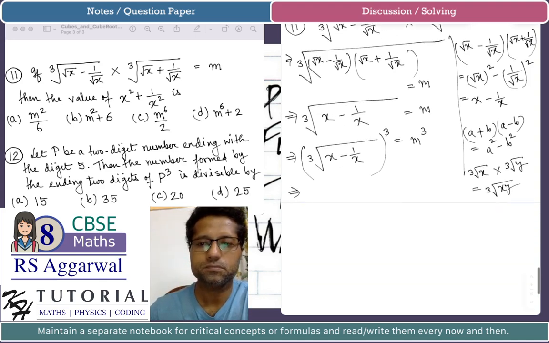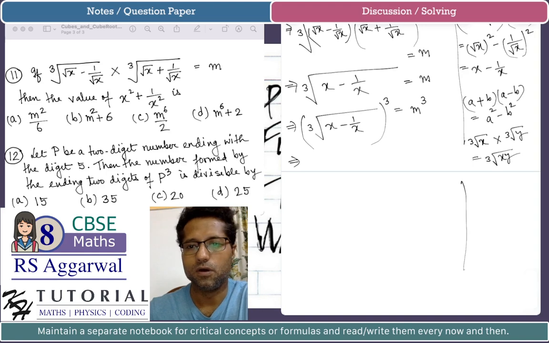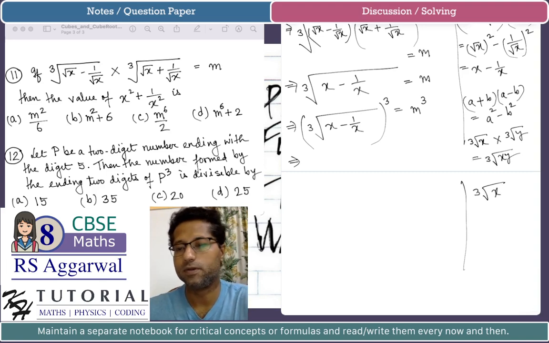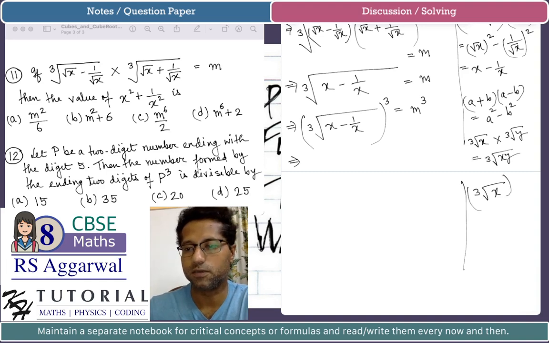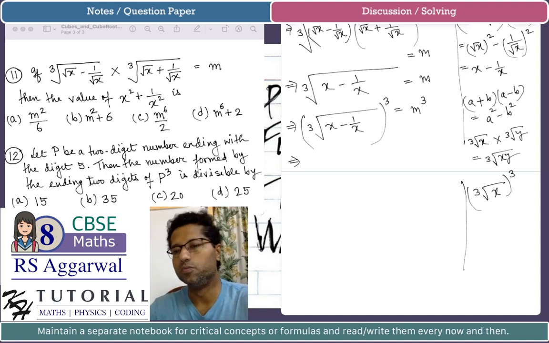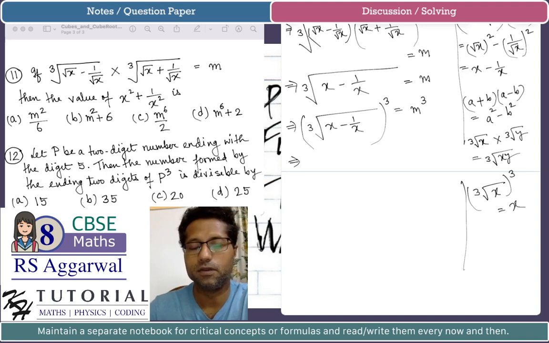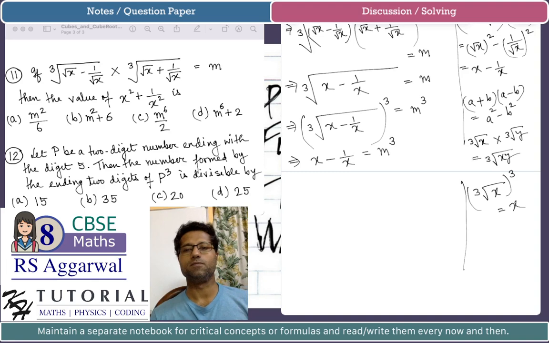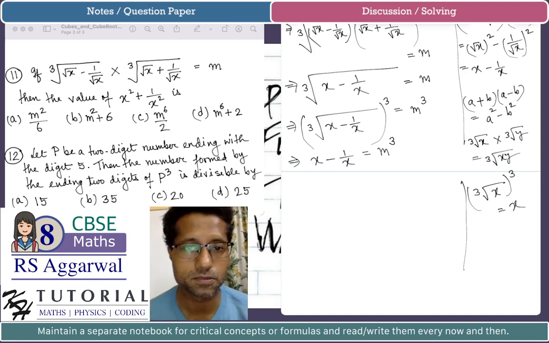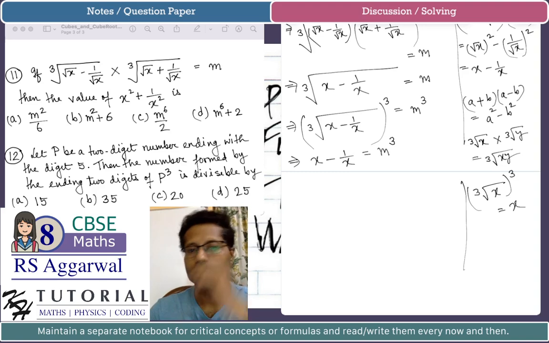You must always remember that if you take the cube of the cube root of something, it is that something. So the left hand side will be x minus 1 by x, which is equal to m cube. We got x minus 1 by x equals m cube, but we are asked x square plus 1 by x square.